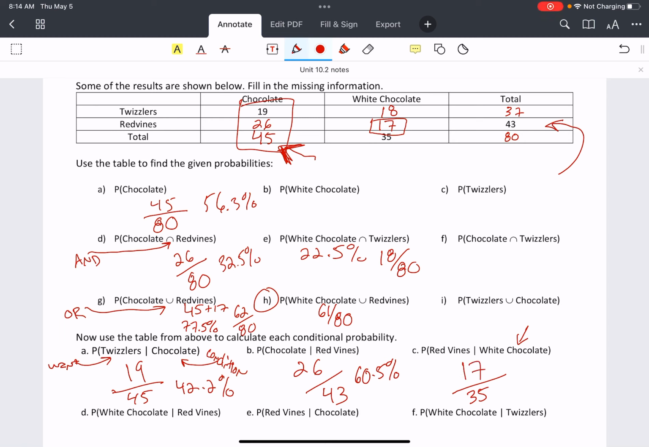Yeah, you guys are doing great. Okay, try D, E, and F. I want the percentage and the fraction. And I'm going to walk around and make sure you guys are good before we try the same conditional probabilities with a new scenario.